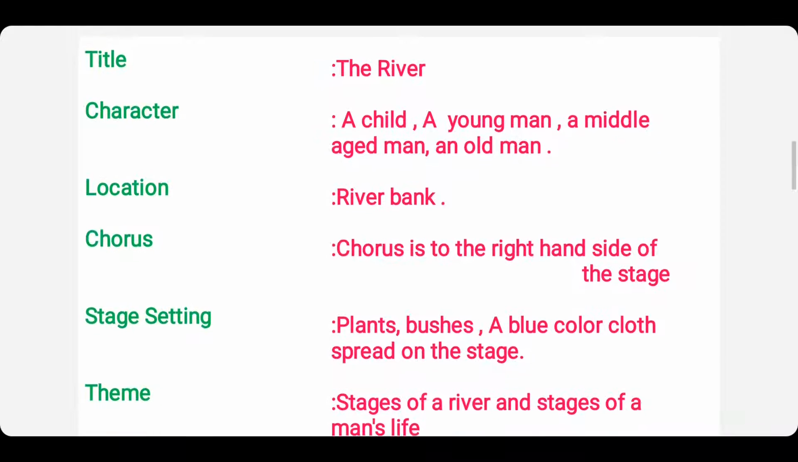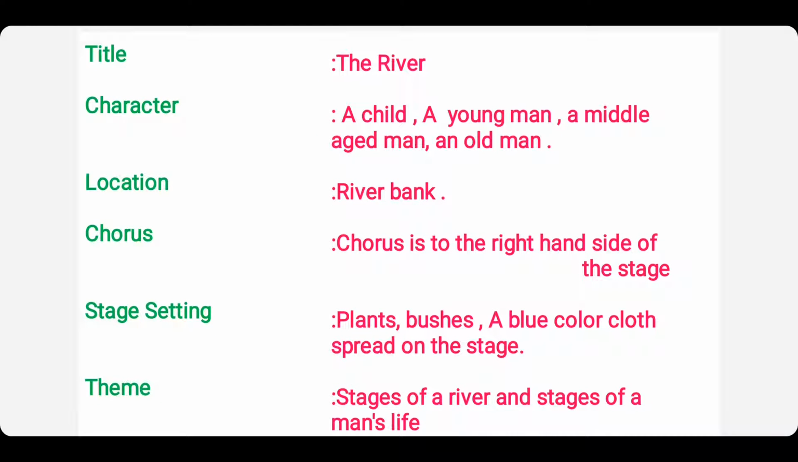On to the choreography now. The title is The River. The characters: a child, a young man, a middle-aged man and an old man. Location, that is the river bank. Chorus is a singing group. It is to the right hand side of the stage. Then the stage setting. How are we going to bring the river bank? That scene has to be shown on the stage. How are we going to do it?